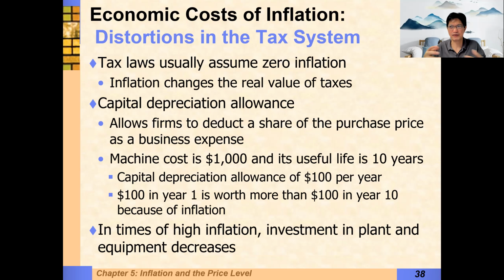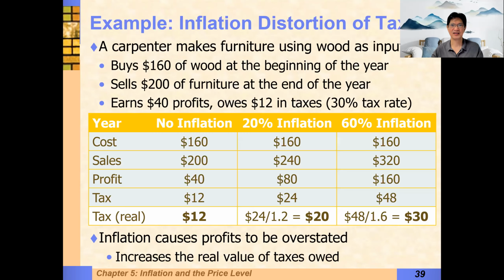Because your profits are recorded as higher. Suppose you bought something at the beginning of the year and then you sell it at the end of the year, and you actually haven't made a real profit, but the inflation makes it look like you've made a profit. So you have to pay tax on it. So in times of inflation, you just end up having to pay more tax. You have to pay more tax for capital as well. So investment goes down, economic activity goes down. It distorts the system.